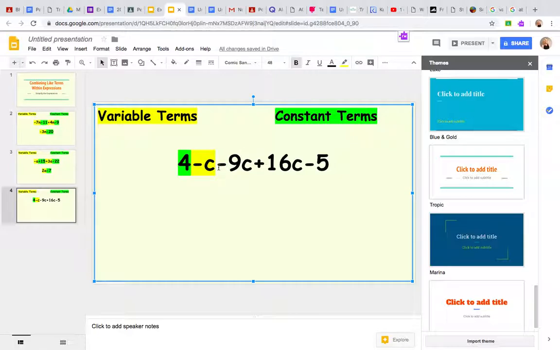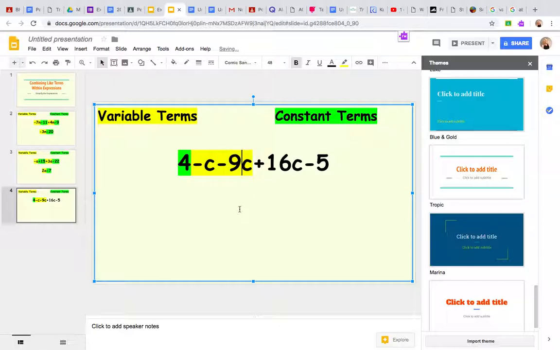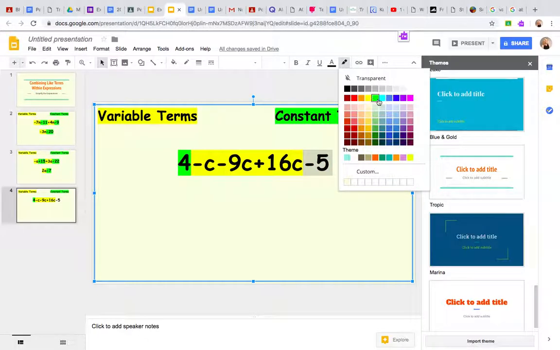Next, moving on, we've got minus 9c. I'm going to highlight that yellow because it is a variable term. And then I have plus 16c. I'm going to highlight that yellow because that is a variable term as well. Now lastly, I have minus 5. This one does not have a variable with it, so I know that it's a constant term, and I'm going to highlight that green.